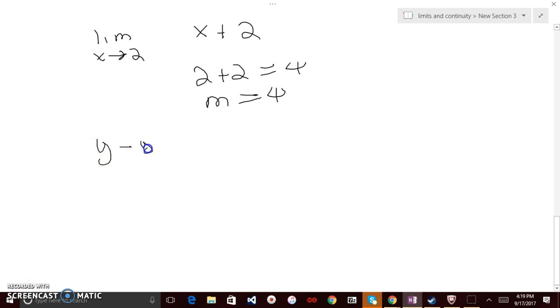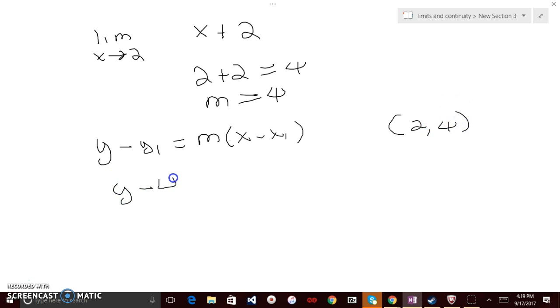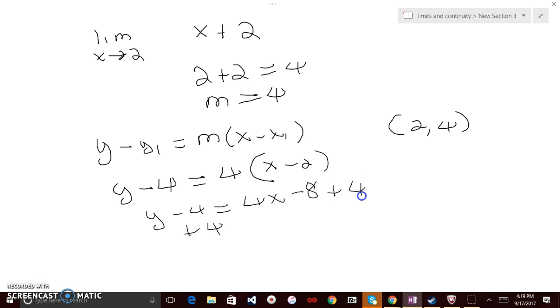y minus y1 is equal to m times x minus x1. Our x and y coordinates were 2 and 4, if I remember correctly. So that would be y minus 4 is equal to, slope is 4, of x minus 2. Distribute that, we have y minus 4 is equal to 4x minus 8. Add 4 to both sides. We have y is equal to 4x minus 4. And that is the equation of our tangent line right there.